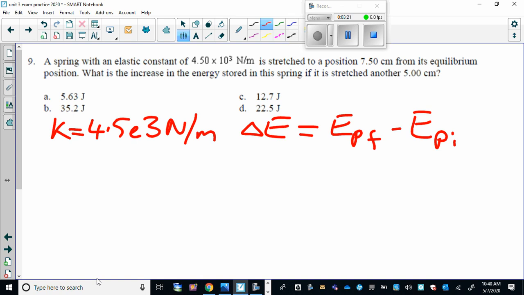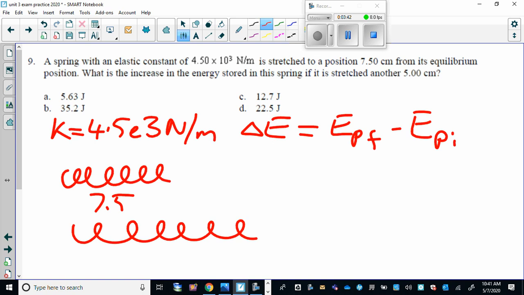So the initial elastic potential energy was when it was stretched to 7.5 centimeters. And the final is, you can do this in multiple steps, but let's try and do this one in one step. Let's just draw a little diagram. You stretch the spring to 7.5 centimeters, and then you stretch it another 5 centimeters. So now it's going to be 12.5 centimeters. So the final elastic potential energy of the spring is when it's stretched a distance of 12.5, and the initial is the 7.5. If you figure that out in your head, then you can do this question more or less in one step.